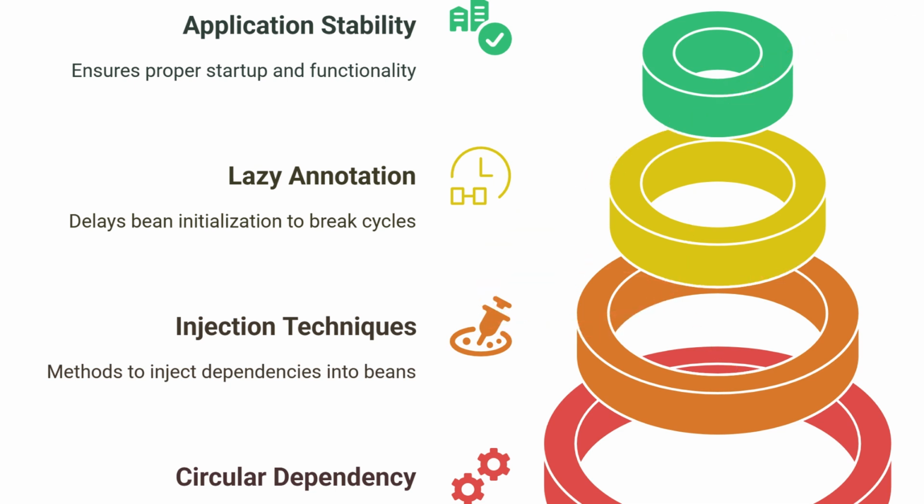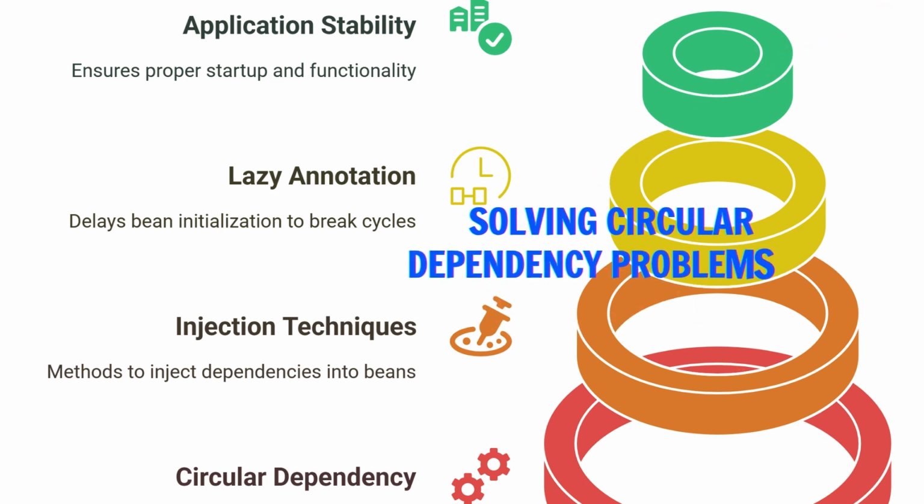Today let's talk about a common issue that can be experienced by a Spring Boot developer, that is a circular dependency. Imagine two friends, Arjun and Mira. Arjun says, I will talk if Mira talks first. Mira says, I will talk if Arjun talks first. So neither of them talks. They are stuck. That is exactly what happens in a circular dependency.